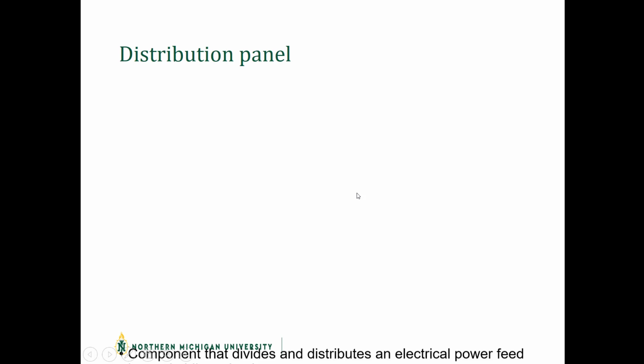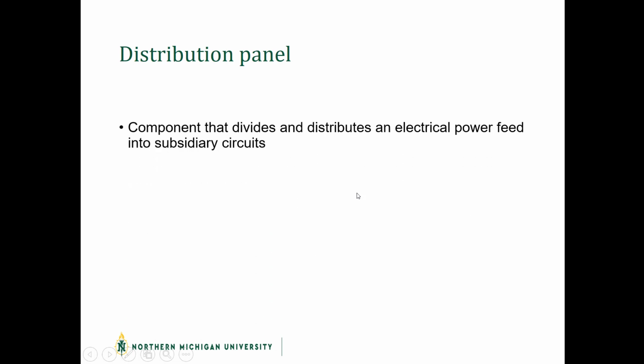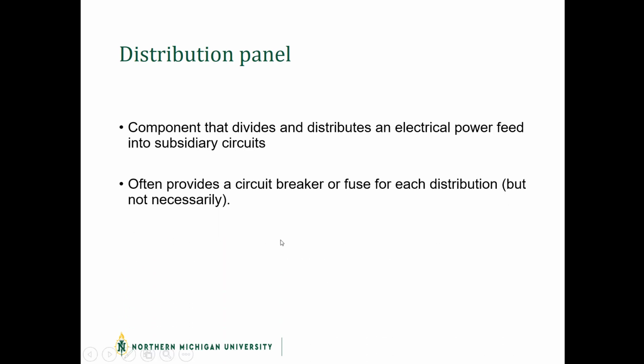The next step would be a distribution panel. So these are components that divide and distribute electrical power feeds across into subsidiary circuits. So we're branching out now and getting to branch lines. This is providing circuit breakers and or fuses for each of the distribution pieces. Also important to note that a panel board and a distribution panel are the same thing. So again, terminology that gets interchanged.